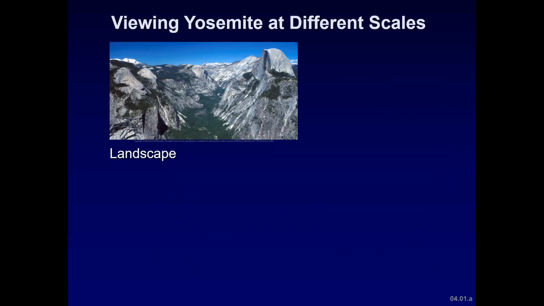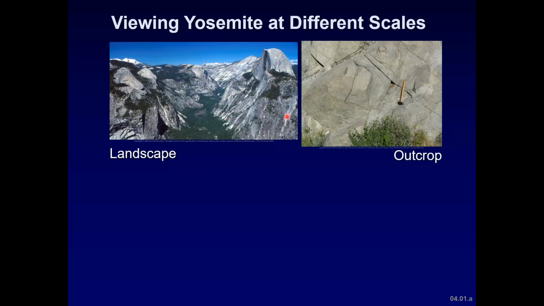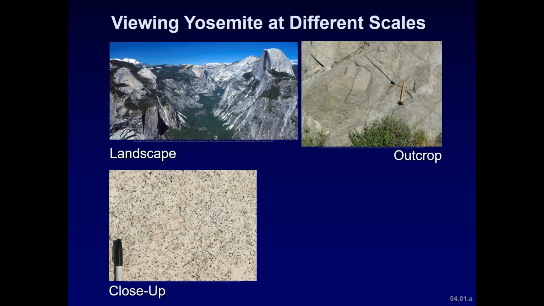Let's look at Yosemite at a few different scales. So first, the landscape. We have a green valley vegetation surrounded by rocky cliffs. The rock is mostly gray in color, and we have a dome structure on the right. If you were to zoom in to the outcrop scale, it looks mostly homogeneous except for these fractures. Going even closer to a hand sample with a Sharpie for scale, you can start to see different minerals within the rock based on color and crystal shape within the rock.